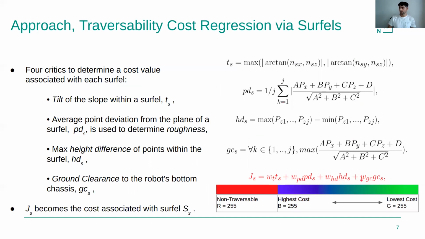So you can give more importance to a specific cost critic. For example, if you select omega t, then the point cloud map will be more sensitive to the tilts.